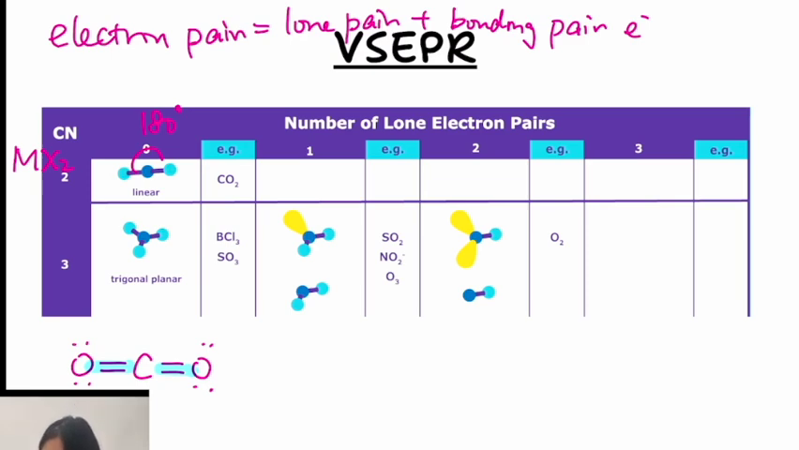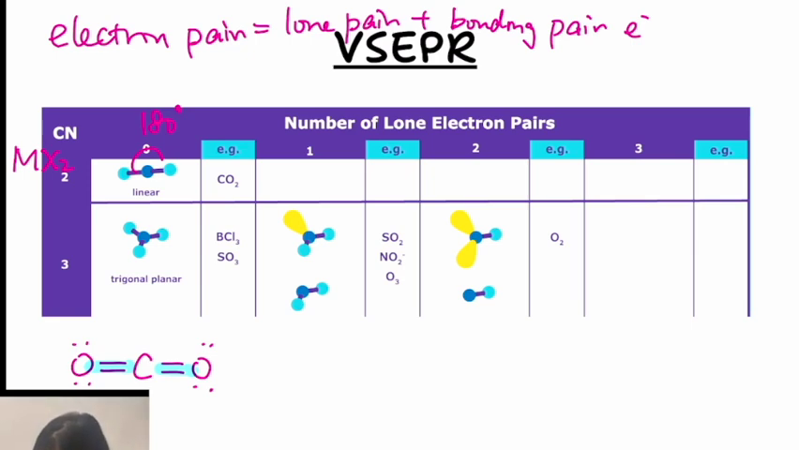Okay, and we call this the electron domain geometry when we consider both lone pairs and bonding pairs. And when we consider the bonding pairs only, we call it molecular geometry. Later, you will know what that exactly means.